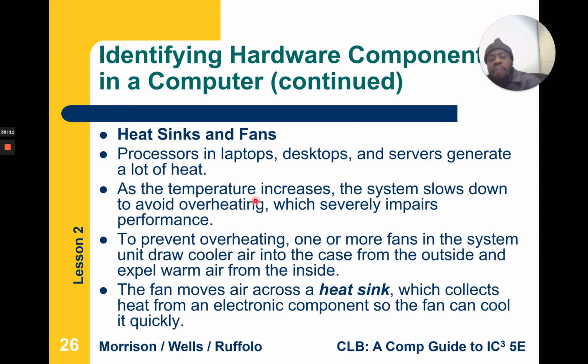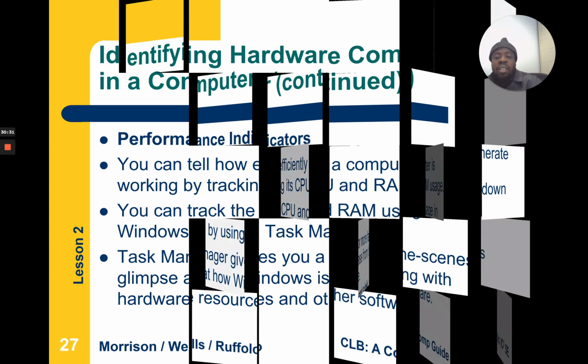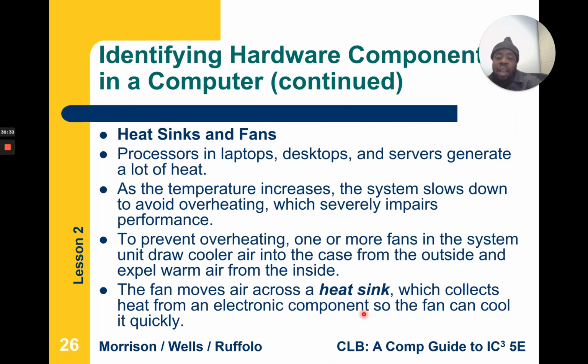Processors in laptops, desktops, and servers generate a lot of heat. So we need heat sinks and fans to prevent overheating. The fan moves air across the heat sink, which collects heat from an electronic component so that the fan can cool it quickly. That is very, very important. You see the fan all the time.